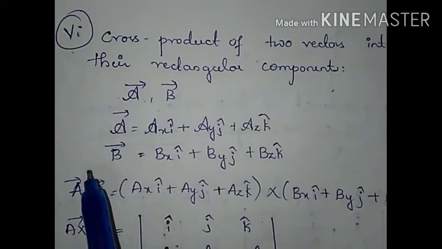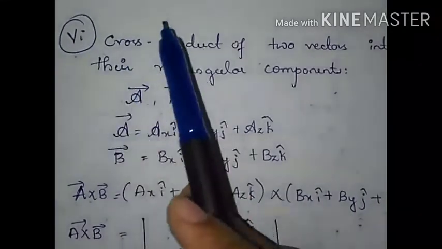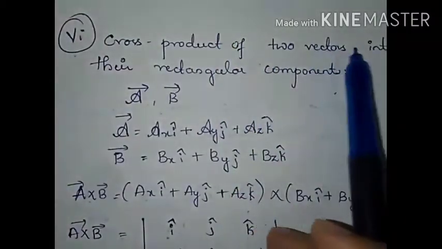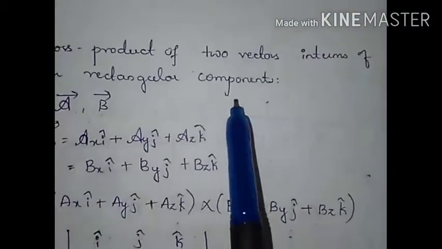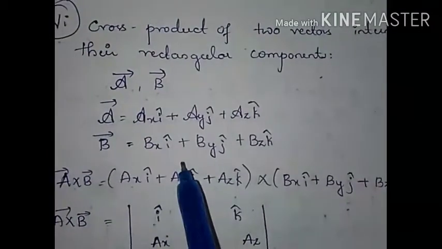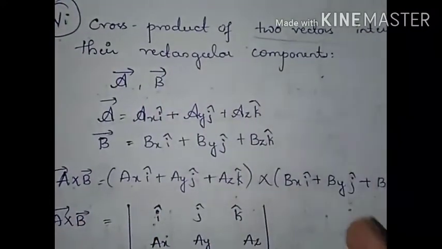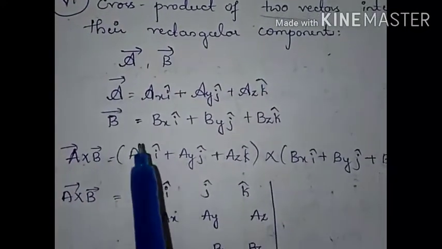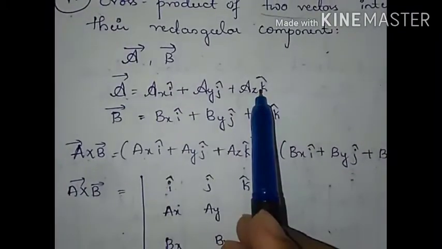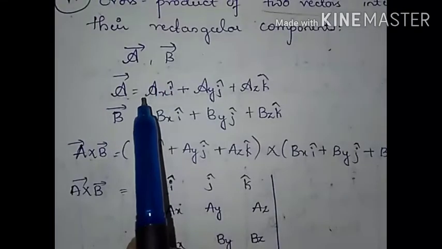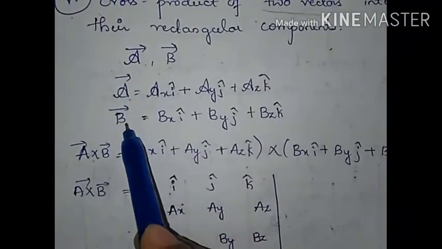In the last class, we left our discussion at property number 6, that is, the cross product of two vectors in terms of their rectangular components. So here we are doing the cross product of two vectors with their rectangular components. First you have to write the rectangular components of the vectors which are given. So here we have two vectors, vector A and vector B.